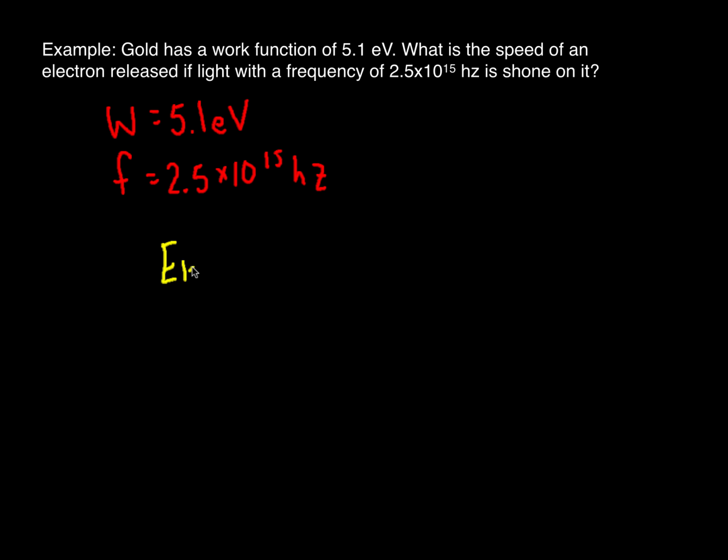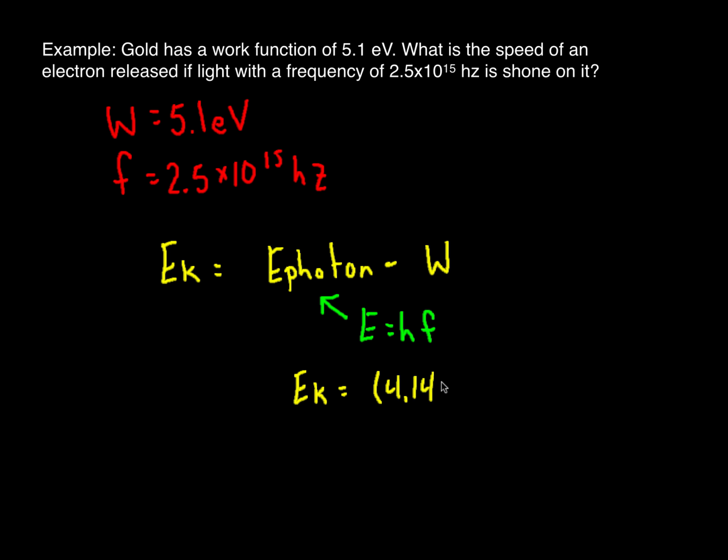The kinetic energy of the released electrons is equal to the energy of the photons that fall on it minus the work function of the metal. The energy of the photons is Planck's formula, hf. So the kinetic energy is equal to Planck's constant, 4.14 times 10 to the negative 15, times the frequency of 2.5 times 10 to the 15, minus the work function of 5.1 electron volts.